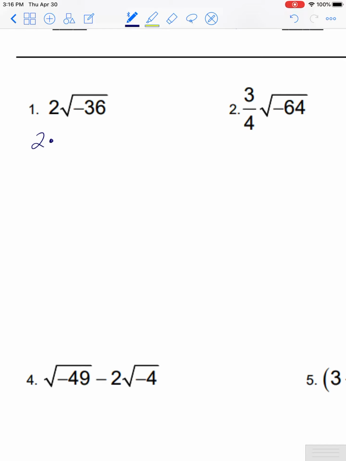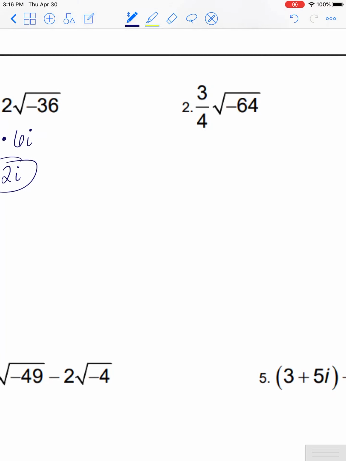So I'm going to do 2 times the square root of negative 36. So I know that the square root of negative 36 is 6i because it's negative, which leads my final answer to be just 12i.